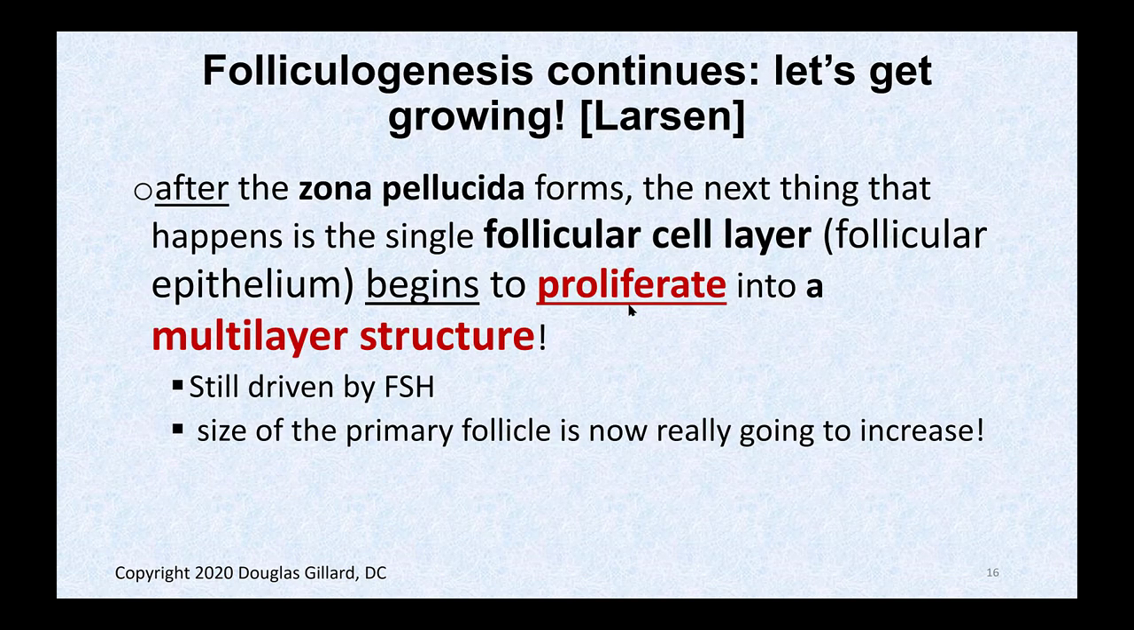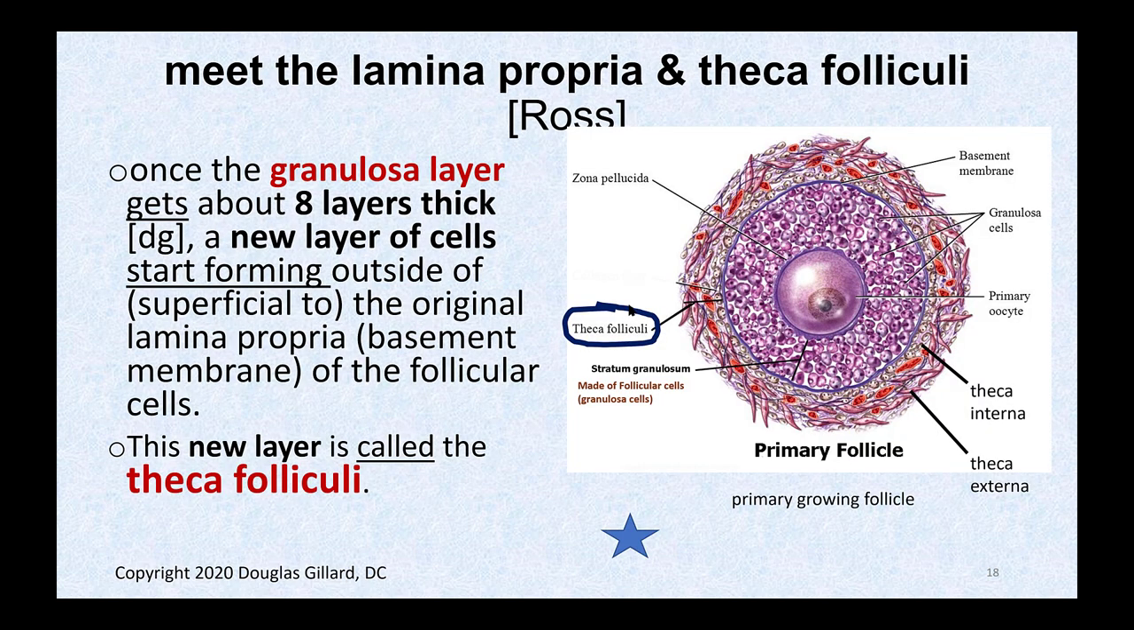All right, so what happens next? Follicular genesis continues. We're racing. The follicles are growing and growing and growing. After the zona pellucida forms, the next thing that happens is that single layer of cells is not going to be a single layer of cells. They're going to proliferate through mitosis, actually. Those cells divide through mitosis, and it becomes a multi-layer structure. FSH is still driving this growth process of the primary follicle, but the primary follicle is going to get really big now. Let's take a look at it.